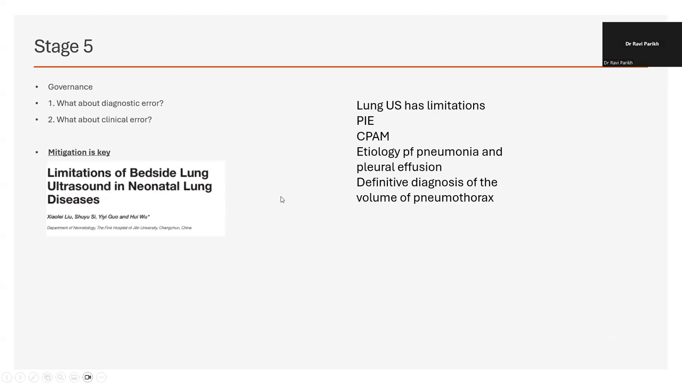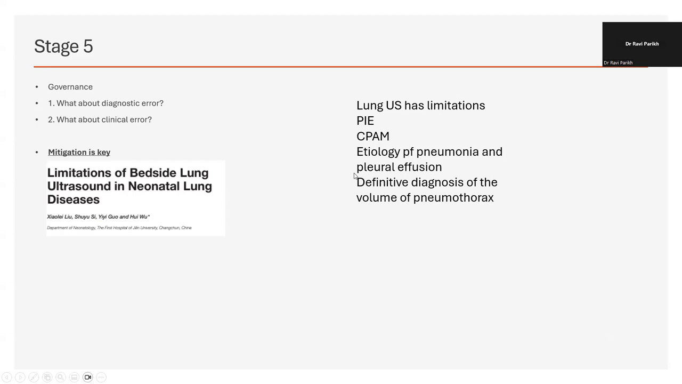Thanks. Yeah. Now, what is very important about diagnostic and clinical error is the limitations of lung ultrasound. And this is where you have to be very careful. Lung ultrasound is not used to diagnose PIE. It's not used to diagnose non-cystic CPAMs. If you have a cystic CPAM, again, you might get that cystic appearance, which might give you a message. But a lot of CPAMs are fluid-filled. And really, you're not going to get much information because the lung ultrasound is not going to be able to demonstrate them. It's not really going to give you the etiology of pneumonia, viral versus bacterial.